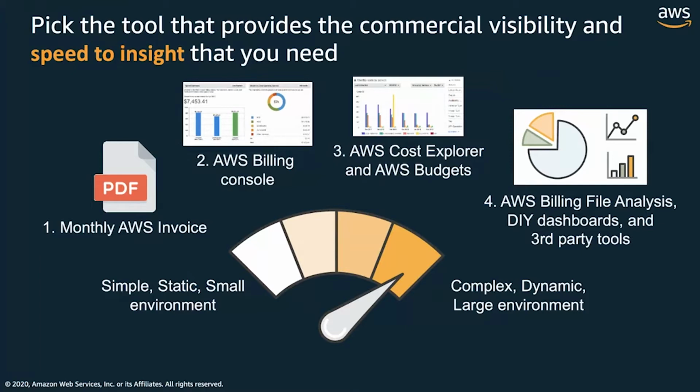So you'll move to using things like the billing console on a more regular basis, the Cost Explorer. You'll be setting up AWS budgets to track and notify spend on a project by project or individual by individual basis. And you'll end up doing an analysis on the billing, either using our own business intelligence tools or third-party tools. So this is just really a spectrum of tools that you can use from an insight perspective.